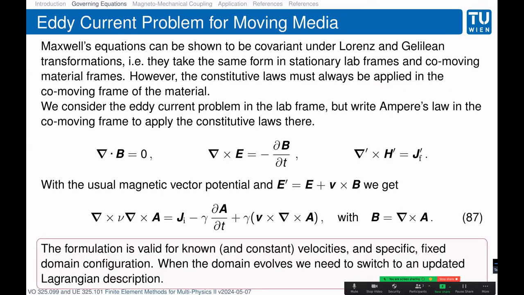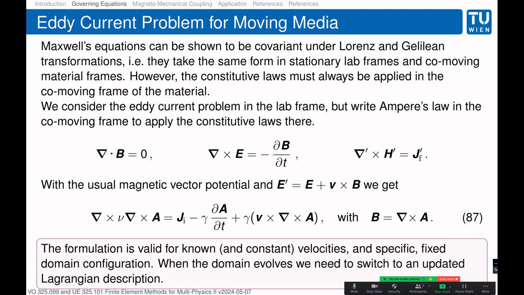And yes, the potential was as usual. Take care that this formulation is only valid for known and constant velocities. So the velocity is not time dependent, and specific fixed domain configuration. So if the domain configuration, of course, changes due to the thing that is moving through, you can't simply use this formulation. You need to take the domain update into account in an updated Lagrangian formulation, as you do it for mechanics with large displacements, for example.